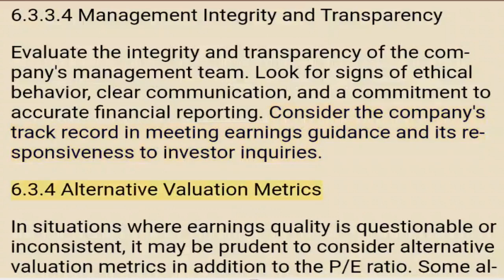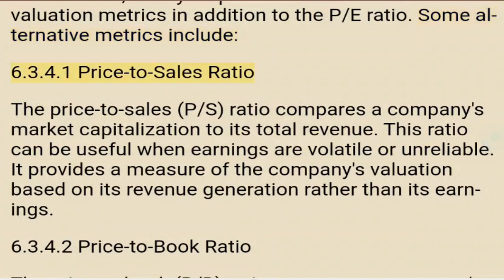6.3.4 Alternative valuation metrics. In situations where earnings quality is questionable or inconsistent, it may be prudent to consider alternative valuation metrics in addition to the P/E ratio. Some alternative metrics include 6.3.4.1 Price-to-sales ratio. The price-to-sales (PS) ratio compares a company's market capitalization to its total revenue. This ratio can be useful when earnings are volatile or unreliable. It provides a measure of the company's valuation based on its revenue generation rather than its earnings.